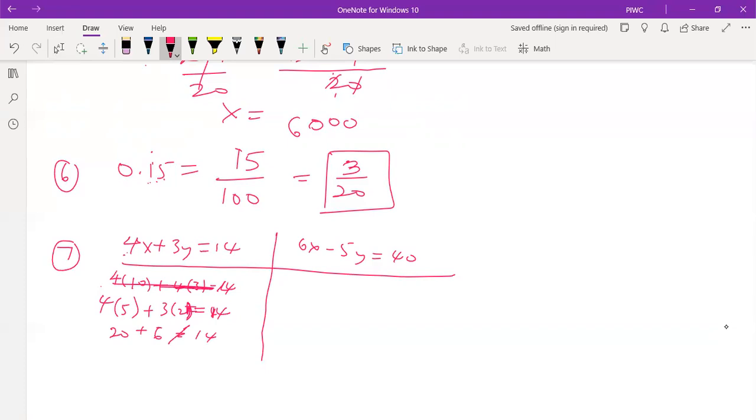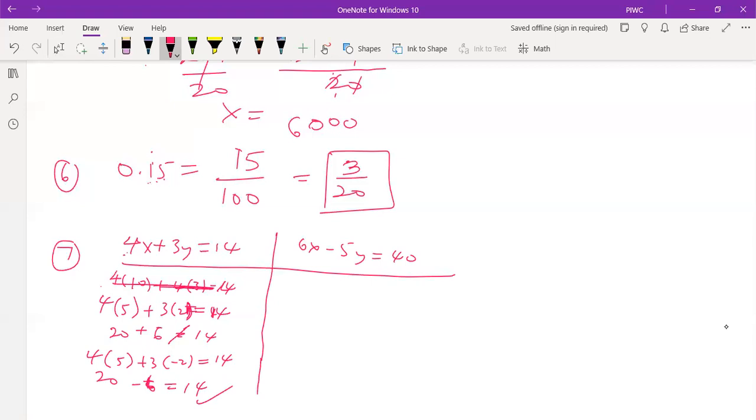Just for curiosity's sake, let's check and see. So 4 times 5 plus 3 times negative 2, would that give us 14? 20 minus 6, that is 14. So that is correct. It checks out. This should obviously be true for the second equation. So whatever you get for the first one should be correct. There are some problems where you do this, it will be correct for the first one, but I may be wrong for the second one. So it's always good to check both equations to make sure it's satisfying.